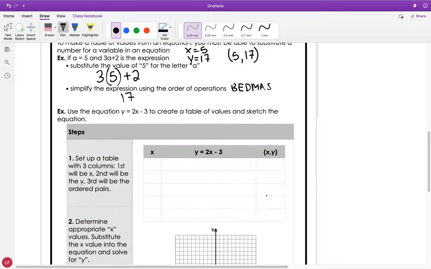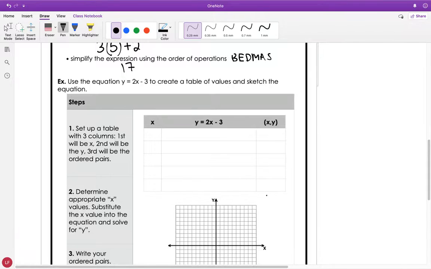So the way I'm going to show you doing this is through the equation y is equal to 2x minus 3. And you can pick any numbers you want for x. I like to keep them small just because it makes calculations a lot easier. And you can pick anything from -10 to positive 10 based on this grid. But I'm going to keep it small.